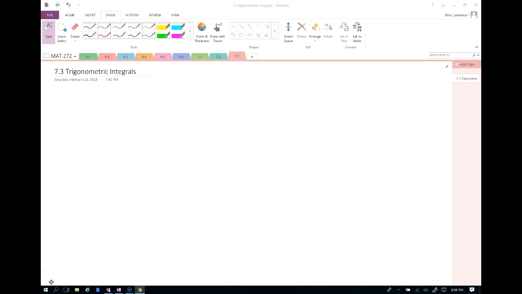In section 7.3, we are going to talk about how to integrate trigonometric expressions. Now, from Calculus 1, we probably know some basic ones, but we are going to do some products and some quotients of lots of different trigonometric expressions and show some different techniques for evaluating them.